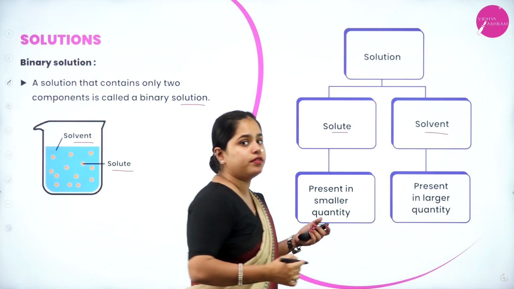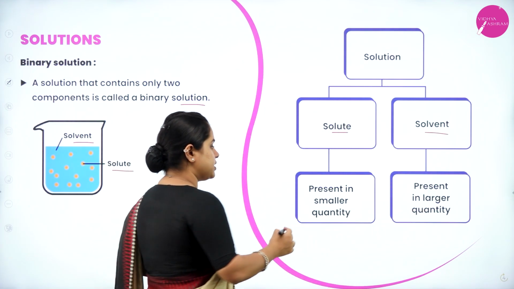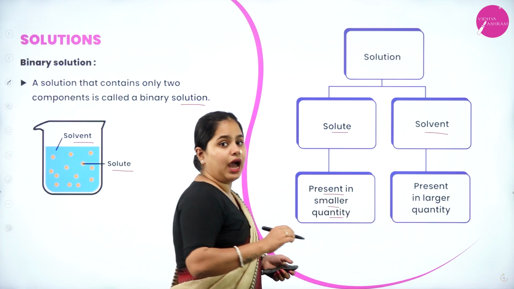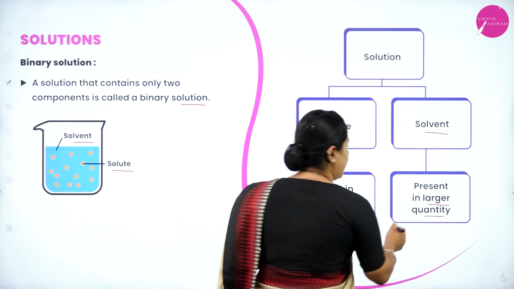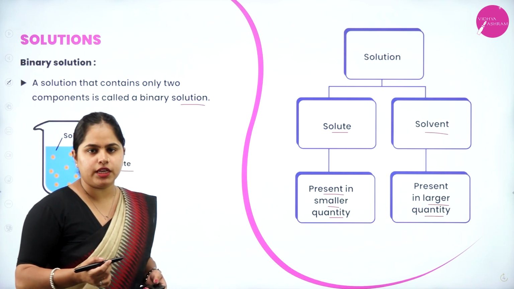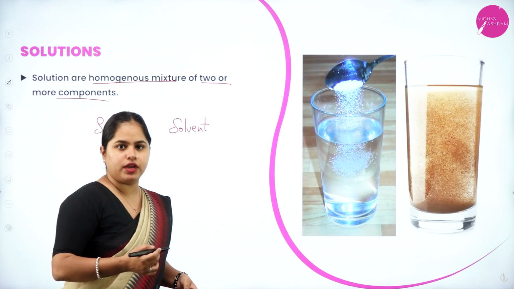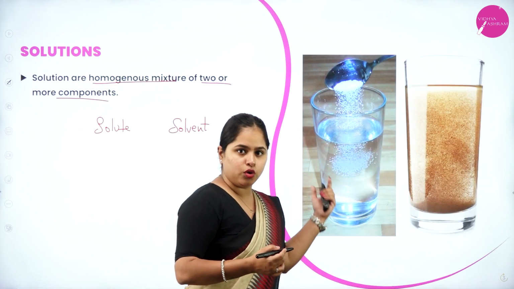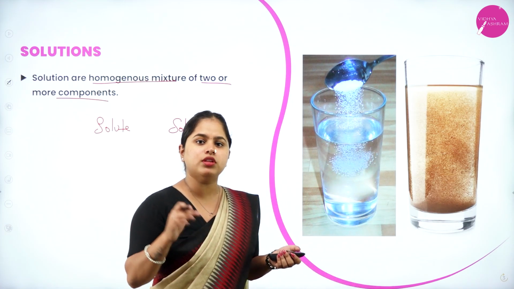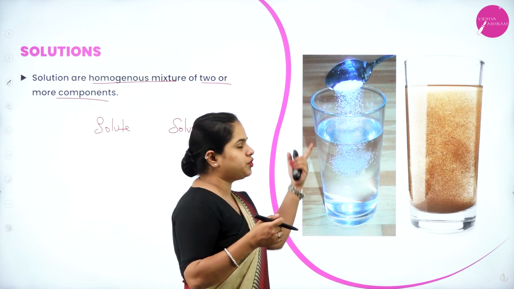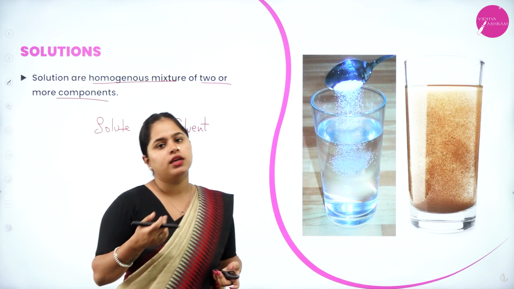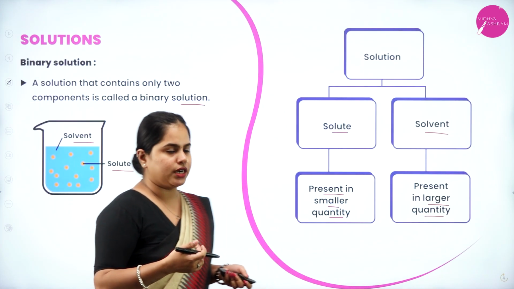How can you identify which is the solute? Solute is present in the smaller quantity and solvent is present in the larger quantity. You're already familiar with this. In the example we have taken, the glass of water, you have water, which is present in larger amount, that is your solvent, and sugar, which we are adding in the lesser amount, that is the solute. I hope that is clear.